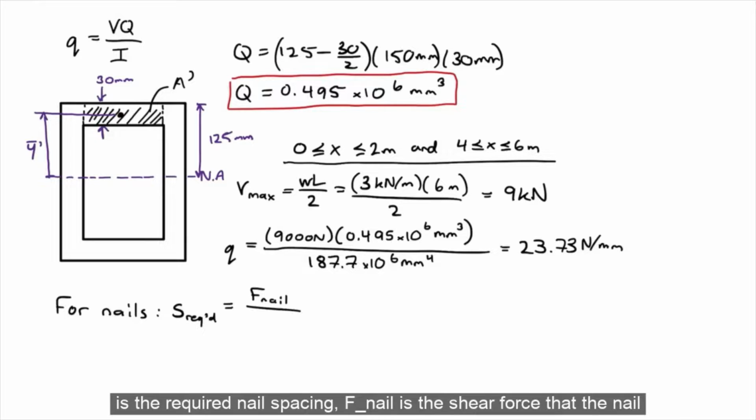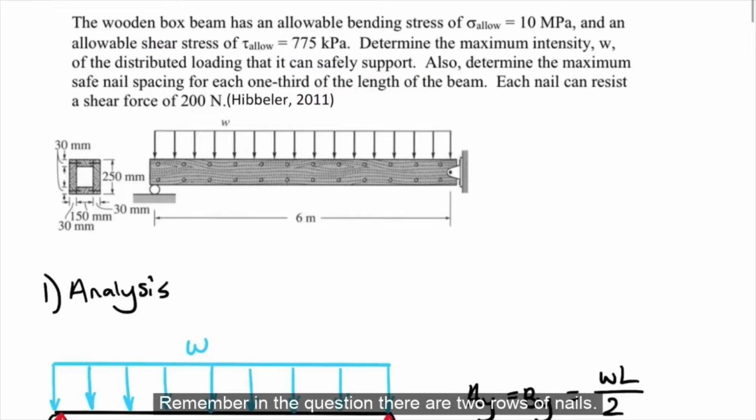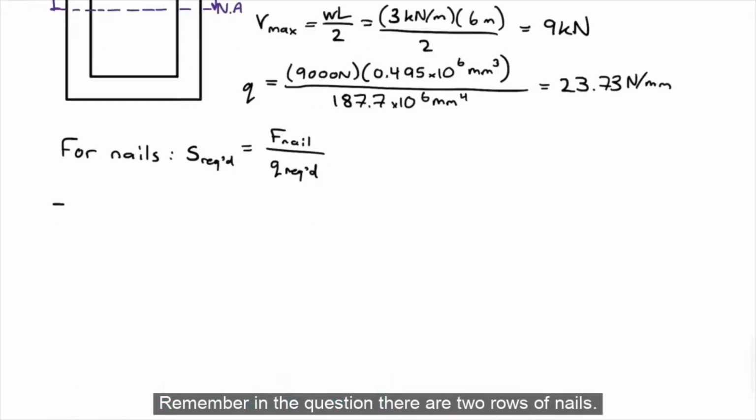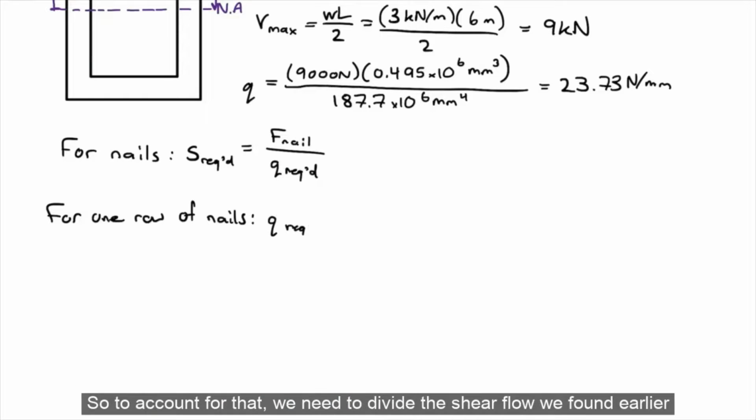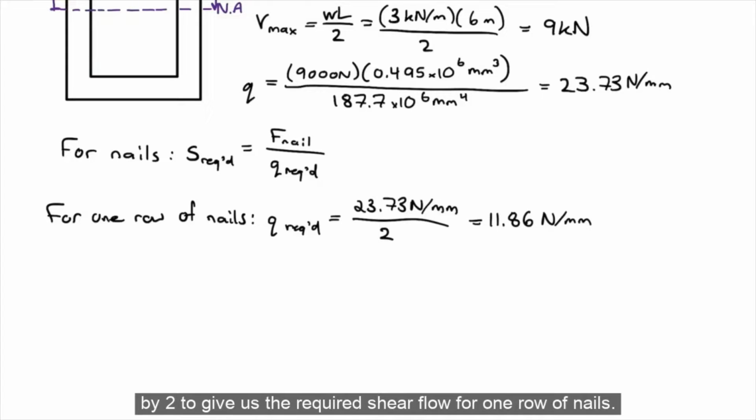Now to find the required safe nail spacing, we have to use this equation, where S required is the required nail spacing, F nail is the shear force that the nail can resist, which we're told in the question that it can resist a shear force of 200 newtons, and Q required is the required shear flow. Remember, in the question there are 2 rows of nails, so to account for that, we need to divide the shear flow we found earlier by 2 to give us the required shear flow for 1 row of nails.